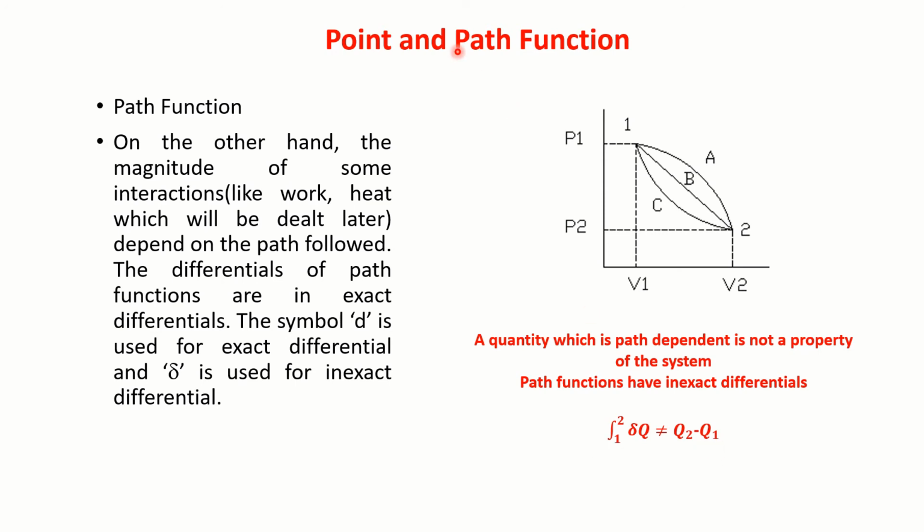So a quantity which is a path function is not a property of the system. A quantity which is a point function is a property of the system. Property means it depends only on end states. Not a property because it depends on the path the system follows while undergoing a change of state.